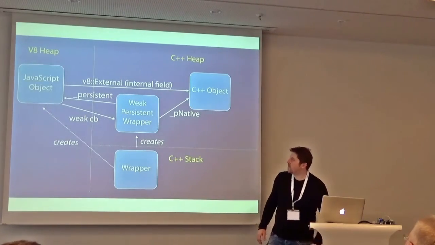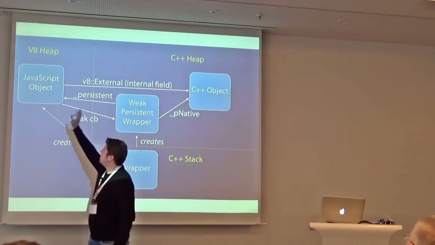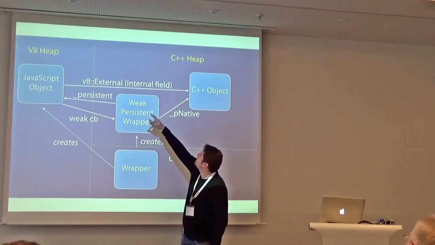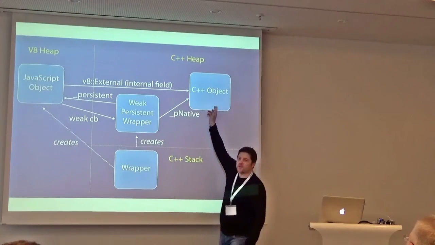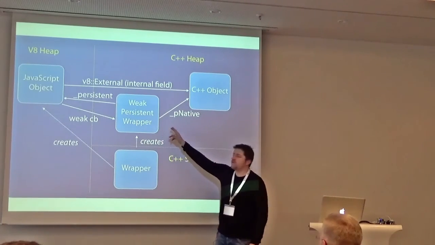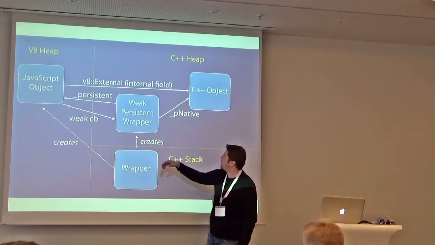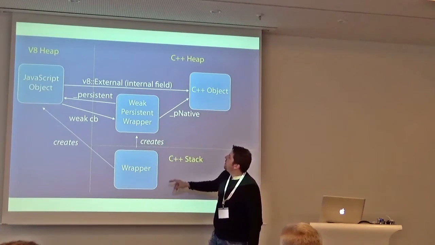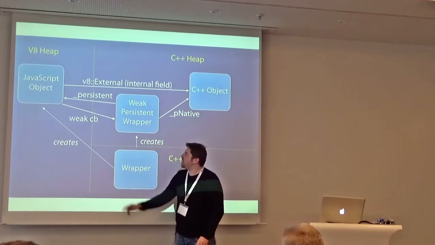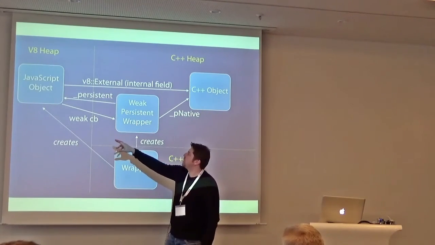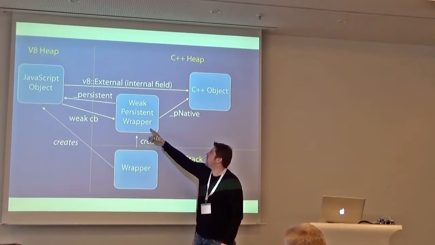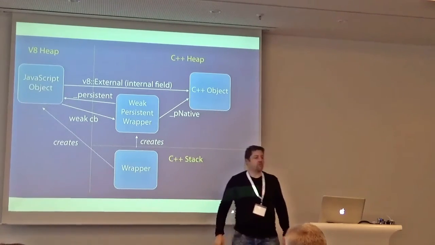The way this all looks is: in your JavaScript, you have the JavaScript object. This JavaScript object has, via the V8 external class, a pointer to a C++ object that resides on the C++ heap. There is also the weak persistent wrapper instance, which takes care of the lifetime management, and which also has a pointer to the C++ object. And there is also a reference from the JavaScript object to the weak persistent wrapper object. What happens is, when the garbage collector hits your JavaScript object, the V8 engine will give you a callback to your weak persistent wrapper object. And in this callback function, you can delete your C++ object.